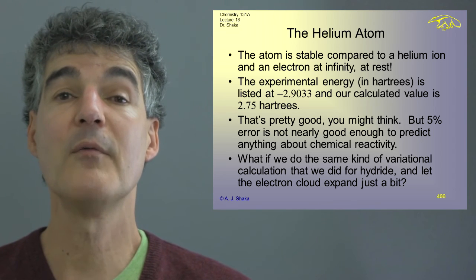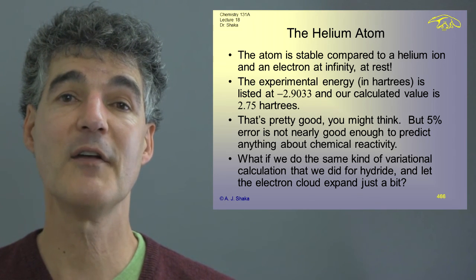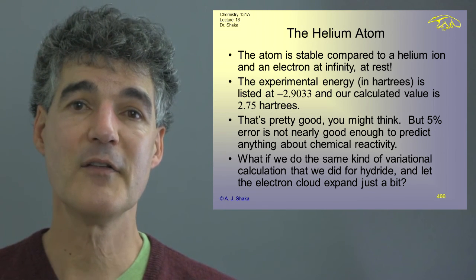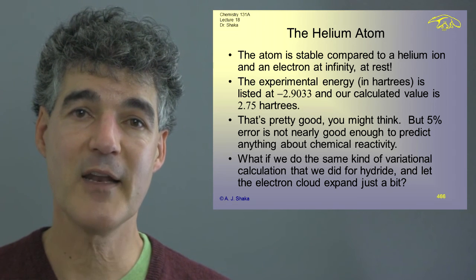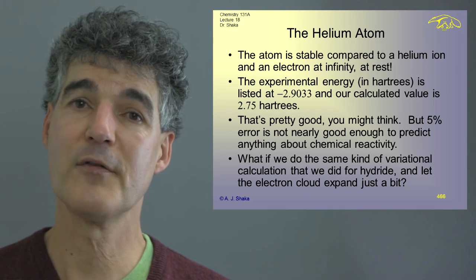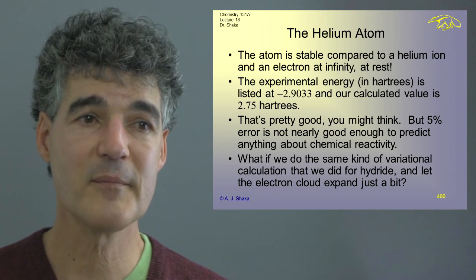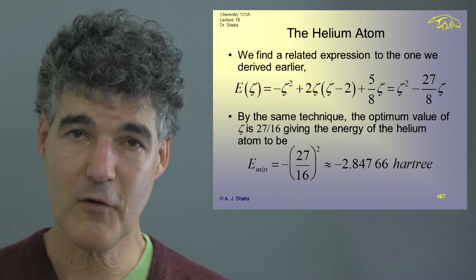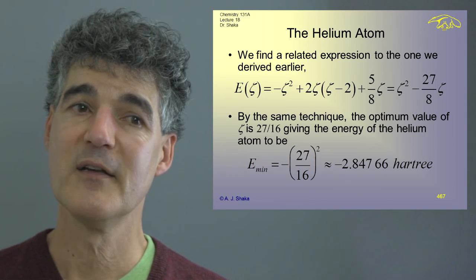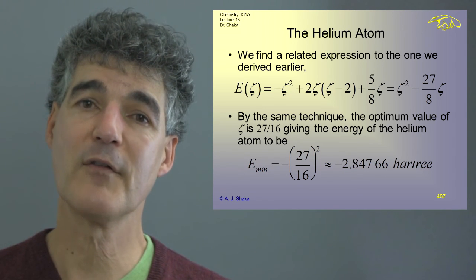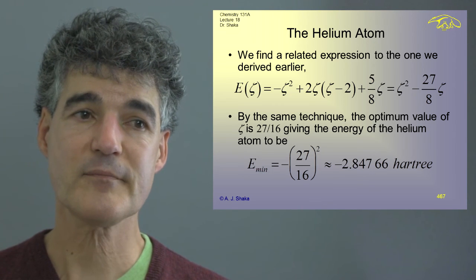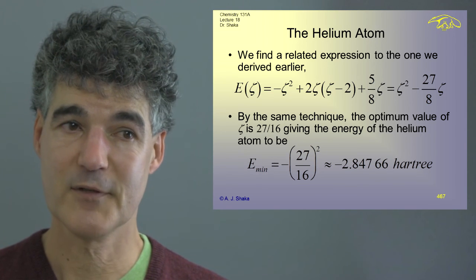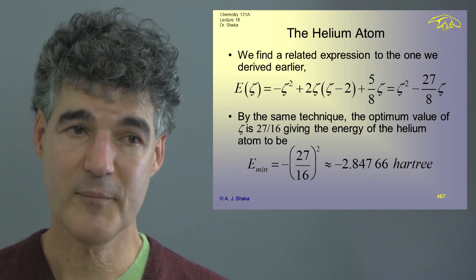But why don't we just do the same thing as what we did with hydride, with helium? Since it's already better, at least it's predicted to be stable, let's puff the orbitals up a little bit with zeta and take the minimum and follow through the same math again with the 2 instead of the 1. And we get a similar expression to what we had before, but now E of zeta is zeta squared minus 27/8 zeta. And the same technique, obviously you get 27/16 for zeta being the optimum value.